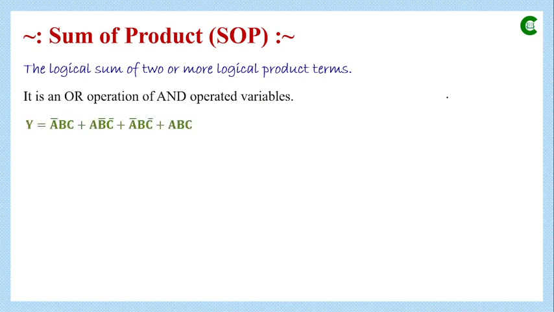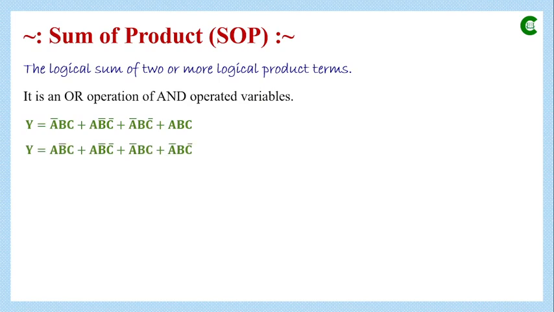Now this is an example where we can see y is a logical function which is represented by four min terms, and every min term has three logical variables a, b and c, and each variable is either in original form or in complemented form. So in this logical function we have four AND operations, or four min terms, and between those four min terms we have three OR operations.